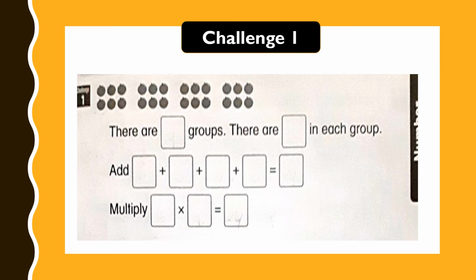Okay. First, if you want, I will give this 4 groups and there are 6 in each group. So I will keep on adding 6 plus 6 plus 6 plus 6. 4 times 6. That means it is 24. So 4 times 6 is 24. Okay.